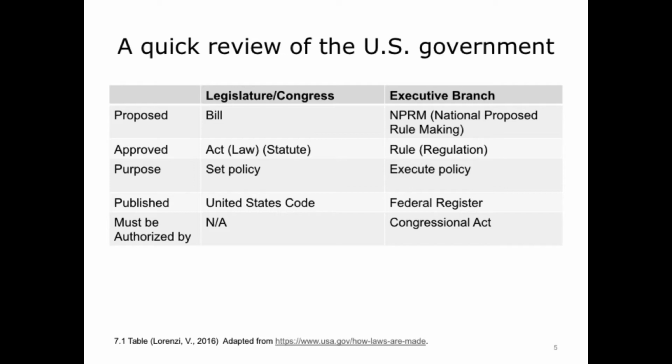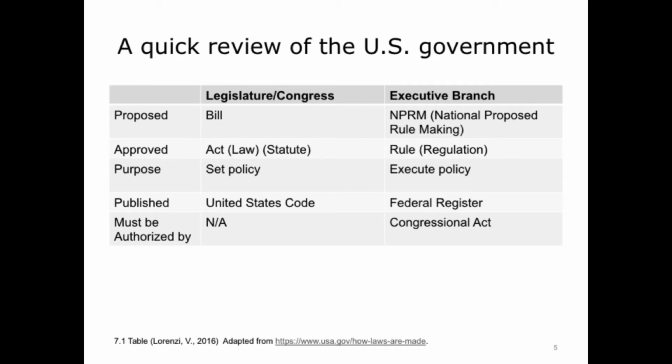When an idea for a law is first proposed, it is called a bill, and then when it is approved, it is called an act, a law, or a statute. The purpose of legislation is to set policy. So when you read a congressional act, it often does not have all the details that would be needed to implement it. A congressional act is more of a high-level document that often says that regulations need to be created, and it authorizes these different regulations. The act is published in the United States Code, and Congress is the one that creates, votes on, and approves these acts. They are then signed by the President.